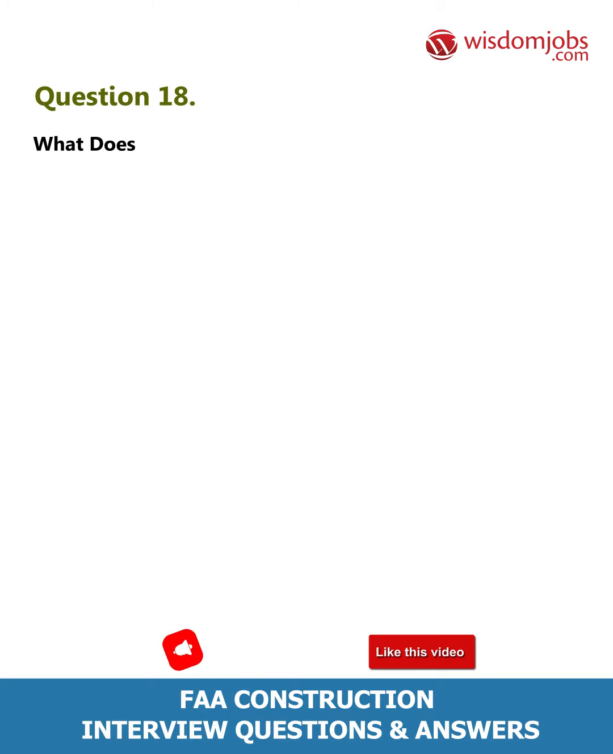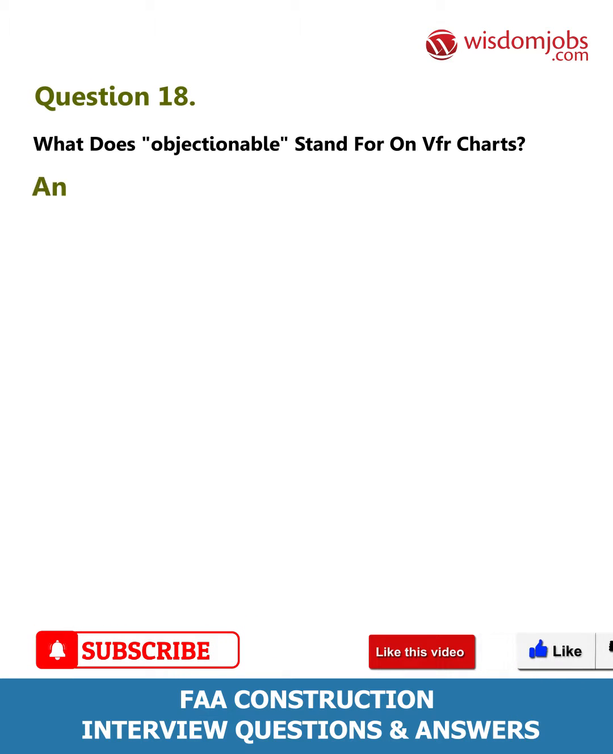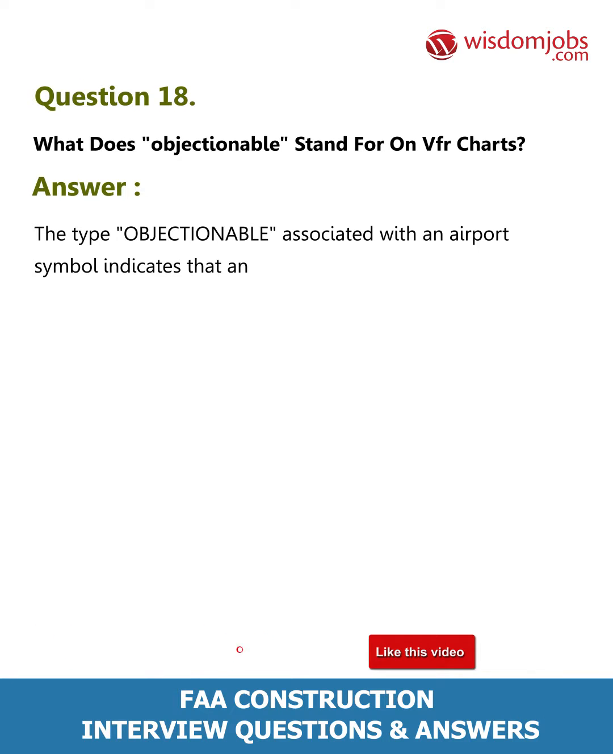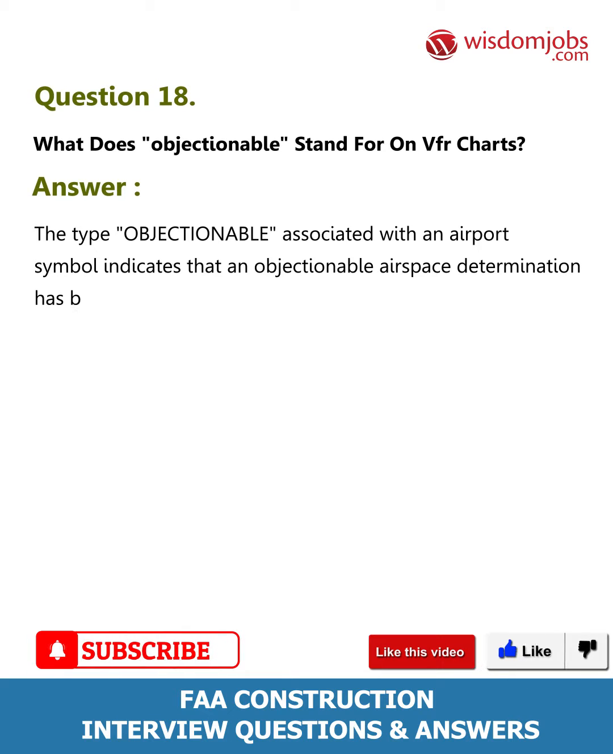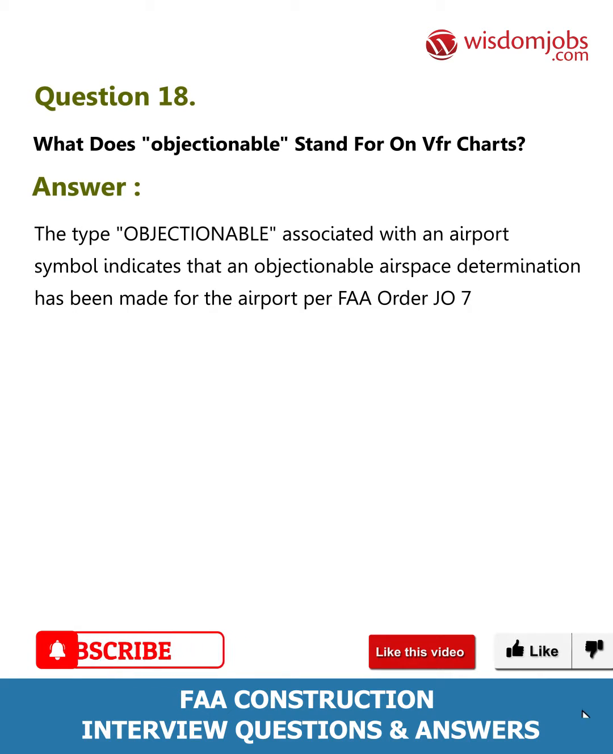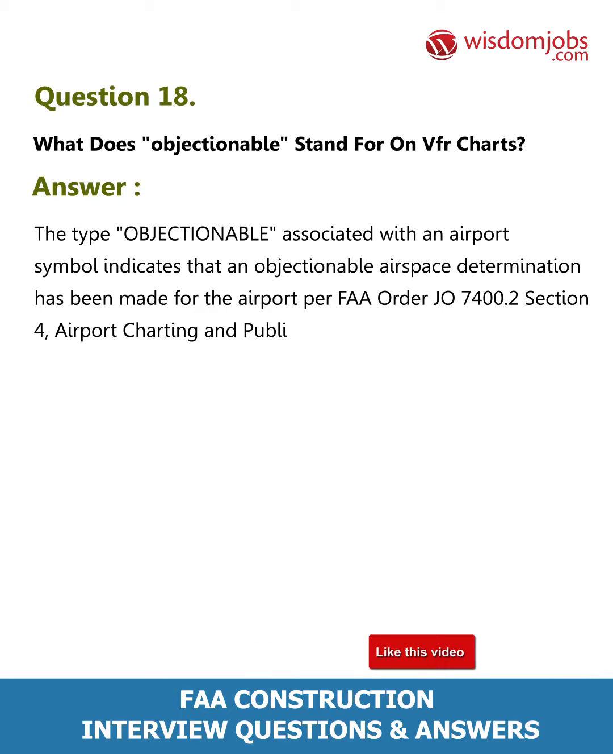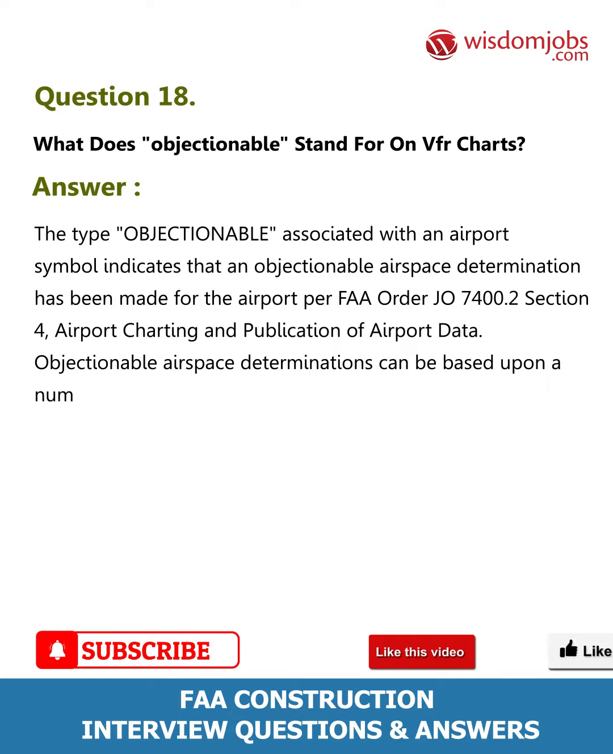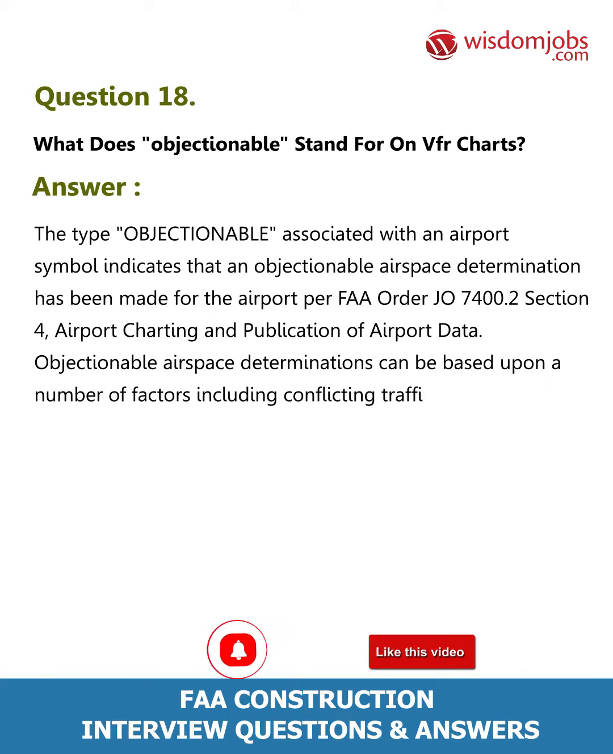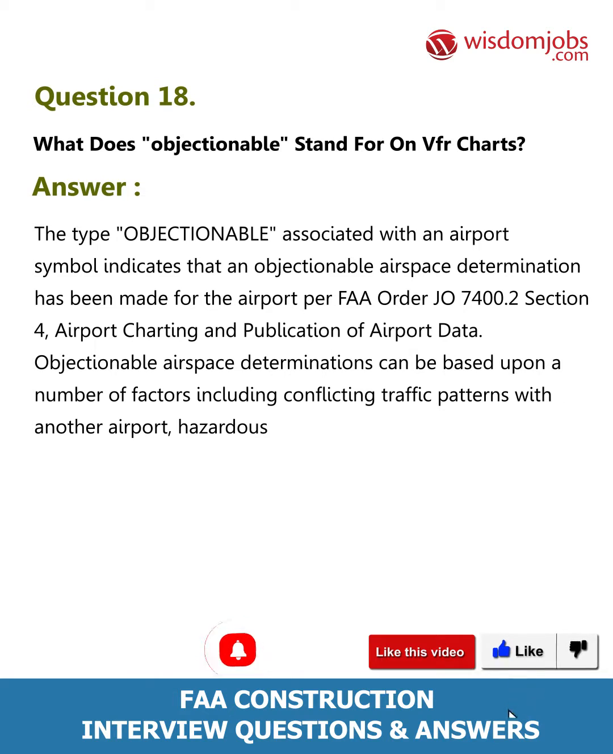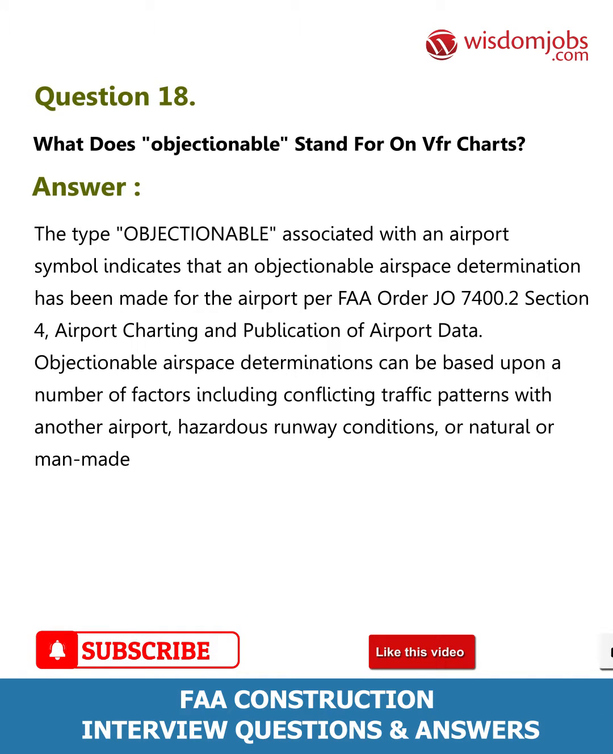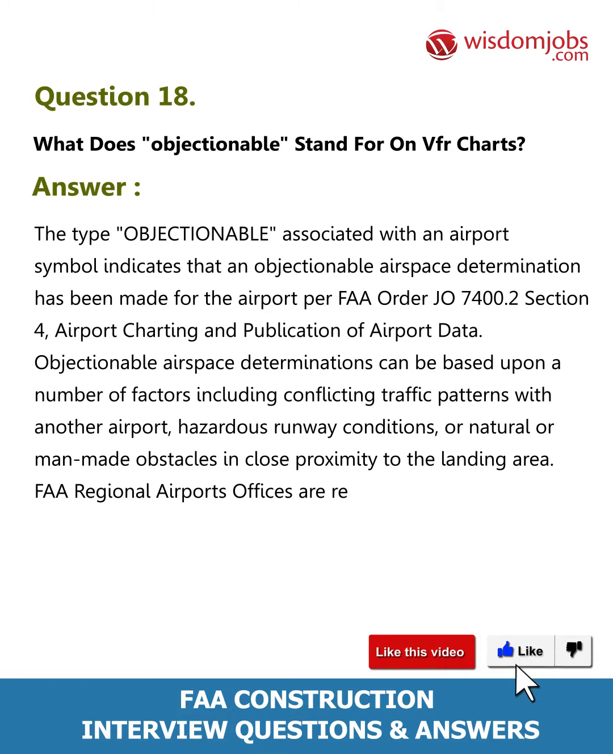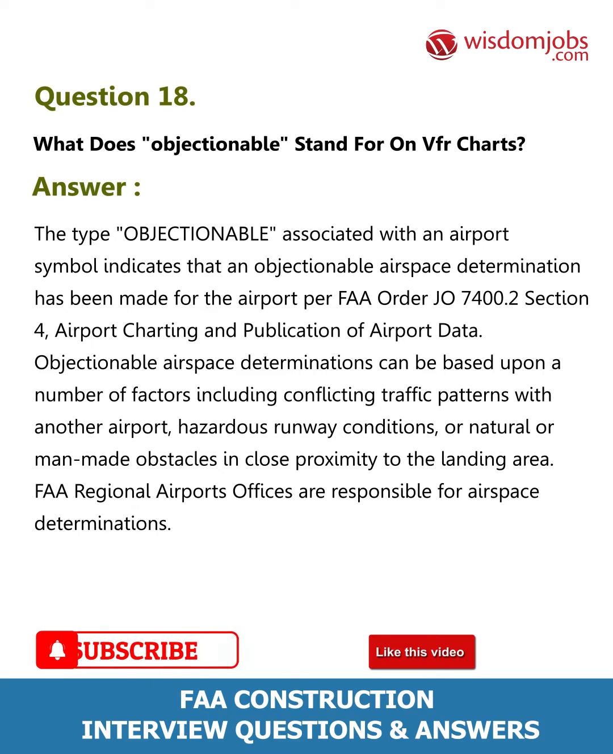Question 18. What does objectionable stand for on VFR charts? Answer. The type objectionable associated with an airport symbol indicates that an objectionable airspace determination has been made for the airport per FAA Order JO 7400.2, Section 4, Airport Charting and Publication of Airport Data. Objectionable airspace determinations can be based upon a number of factors, including conflicting traffic patterns with another airport, hazardous runway conditions, or natural or man-made obstacles in close proximity to the landing area. FAA regional airports offices are responsible for airspace determinations.